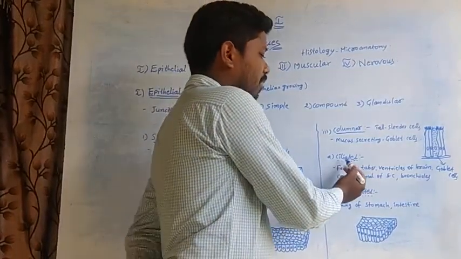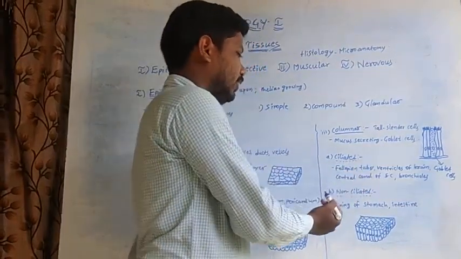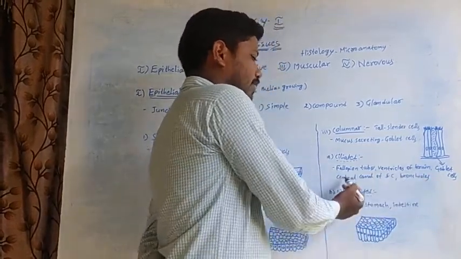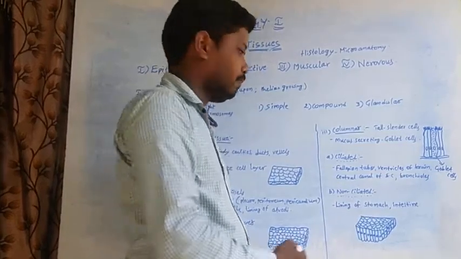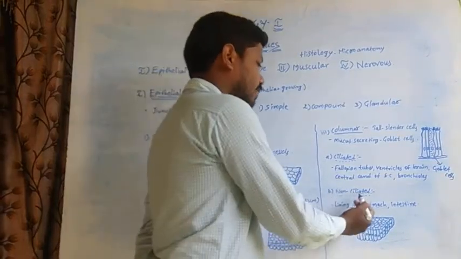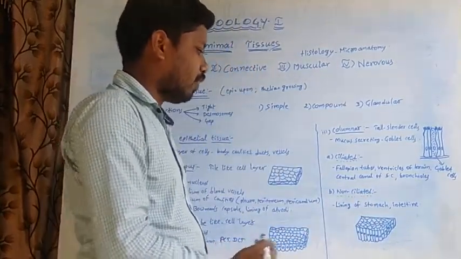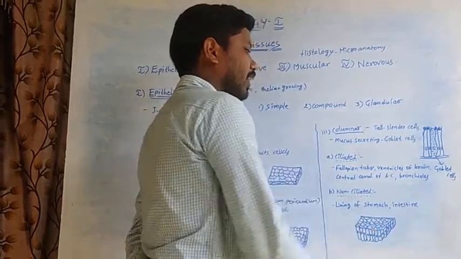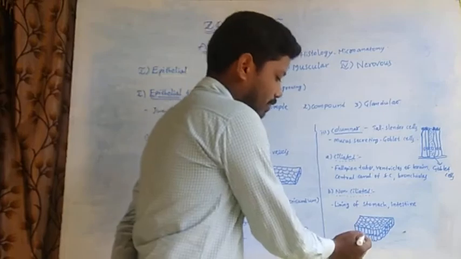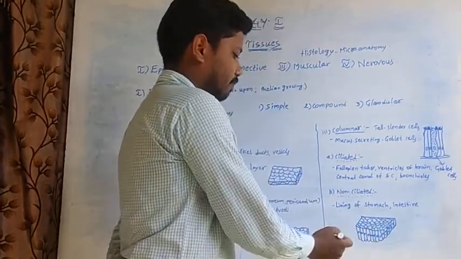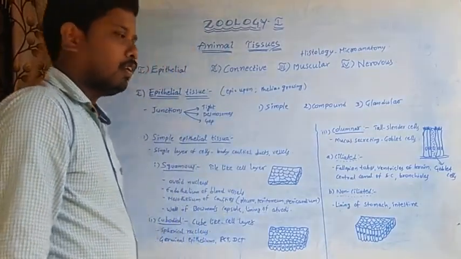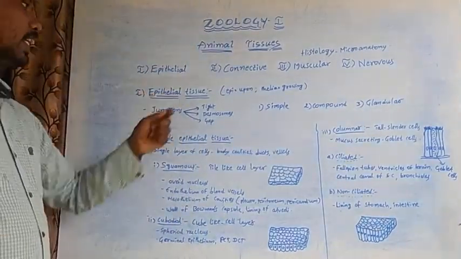Simple columnar ciliated epithelial tissue is found in the fallopian tubes, ventricles of the brain, central canal of the spinal cord, and bronchioles. Non-ciliated epithelial tissue is found in the lining of the stomach and intestine. Here there is an absence of cilia and the cells are tall, that's why it belongs to the columnar epithelial tissue. So this is about the epithelial tissue.